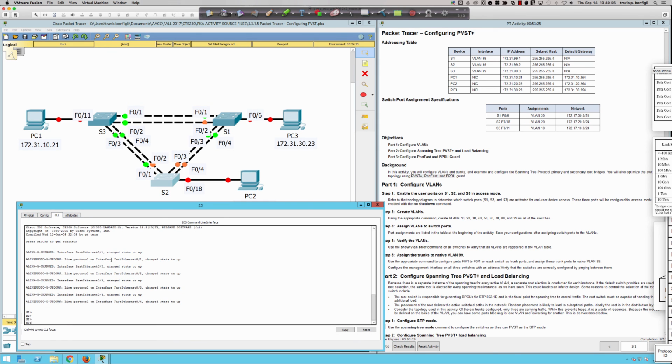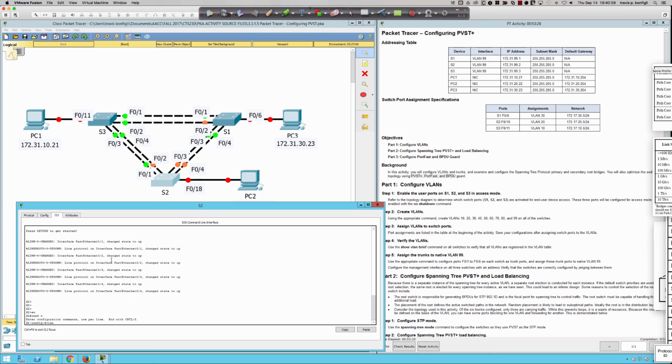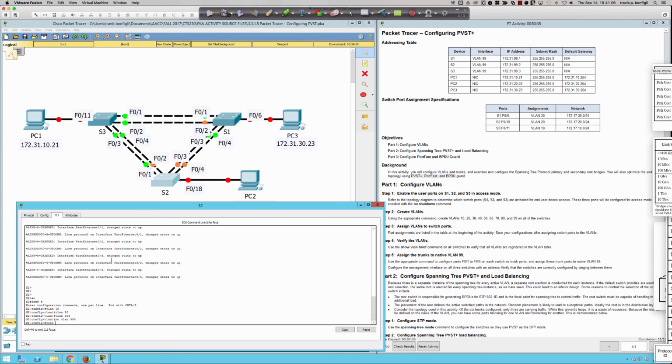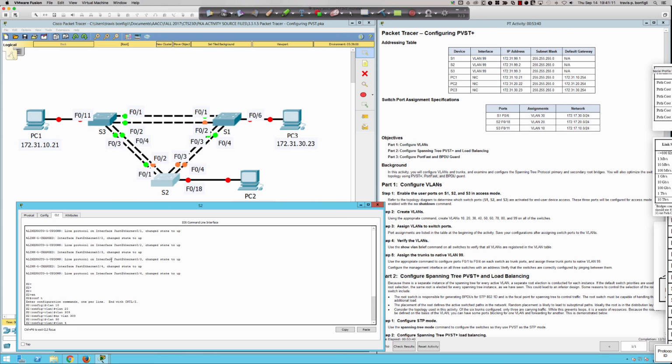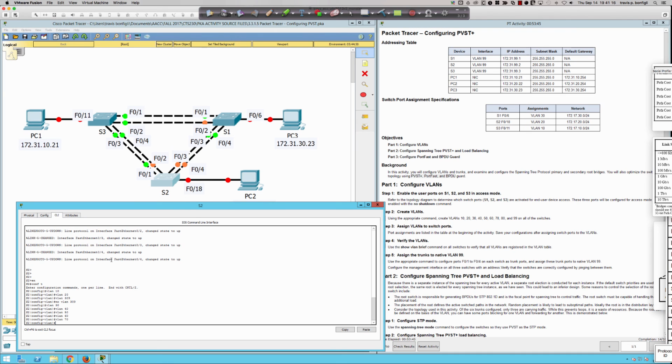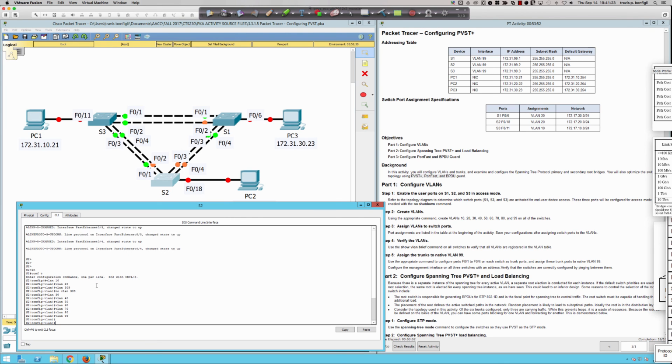Let's go from user exec to privilege exec into global config, VLAN 10, VLAN 20, VLAN 30, oops, not 309. And this is why it's better to do it on a single line. VLAN 30, VLAN 40, VLAN 50, VLAN 60, 70, 80, and then 99. It was catching up with me there. So we'll type end, and we'll say show vlan brief. And there we go, 10, 20, 30, 40, 50, 60, 70, 80, and 99.